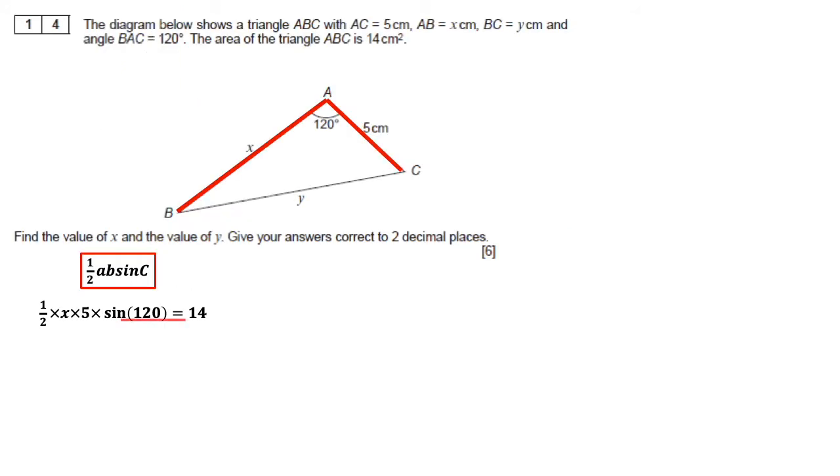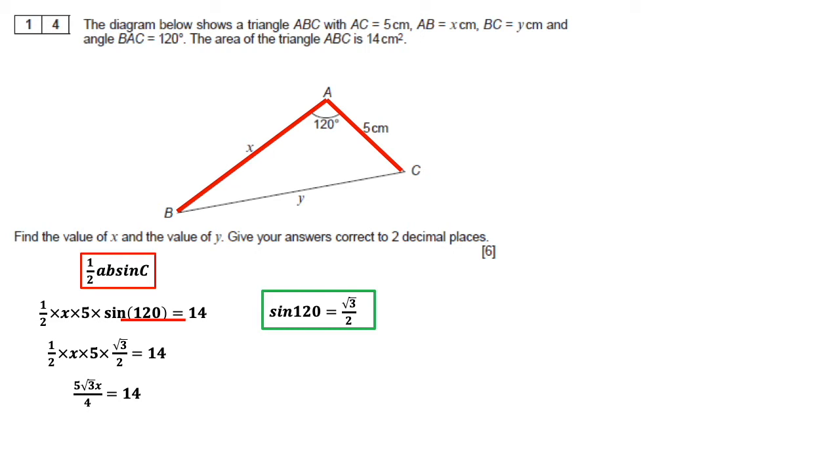Sine 120 is root 3 over 2. So I can substitute that value in. So I can now write down a half times x times 5 times root 3 over 2. I know that's equal to 14. We can simplify the left side. A half times 5 times root 3 over 2 would be 5 root 3 over 4. And we've got the x after it. So we know that's equal to 14.